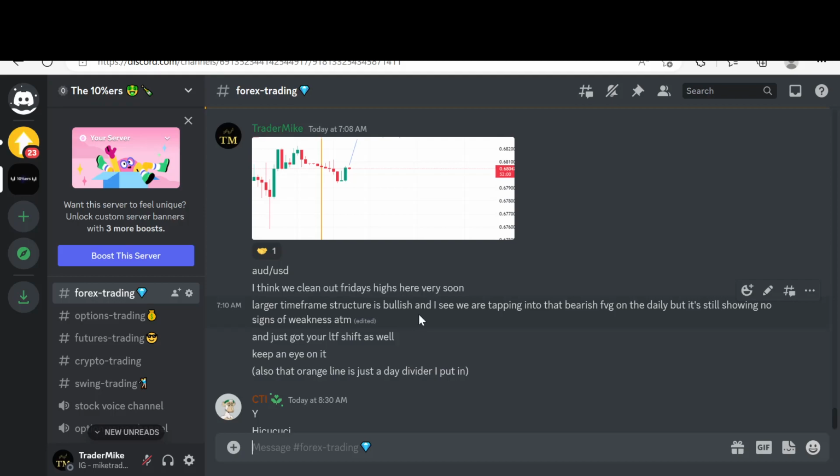Larger time frame structure is bullish, and I see we are tapping into that bearish fair value gap on the daily, but it's still showing no signs of weakness at the moment. You've got your lower time frame shift as well. So keep an eye on it. So let's break it down from the daily chart and let's work our way down.